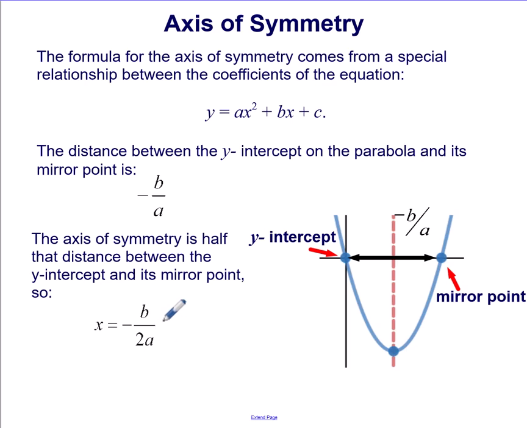So in other words, if you want to determine the axis of symmetry just by looking at the equation, take the coefficient of x and divide it by 2 times the coefficient of x squared, and change the sign. If it's negative, make it positive. If it's positive, make it negative. This is an important one to remember. Just by looking at the coefficients, we can determine the axis of symmetry.